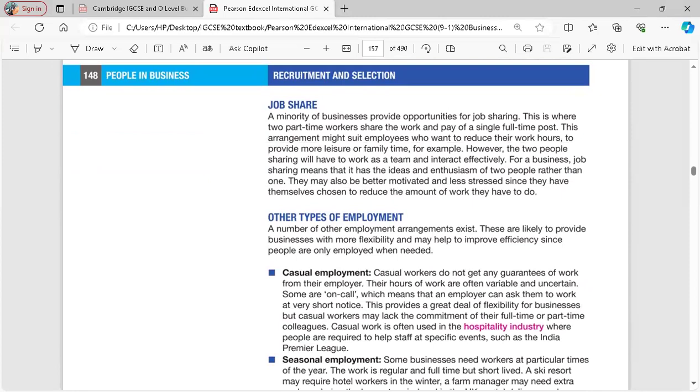Then we have job share too. This is where two or more people, mostly two people, divide the job of a full-time worker. Maybe we are supposed to work for 24 hours. So I'm going to work for the first 12 hours, and you're going to work for the next 12 hours. That means we call it job share. You are sharing the job. You are dividing the job of a full-time worker. That is job share.